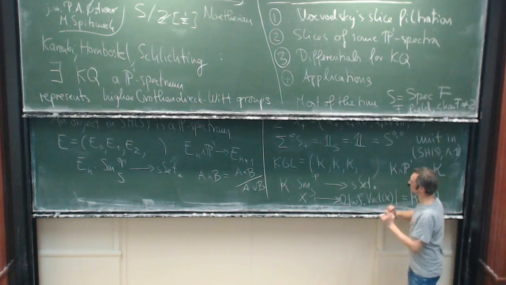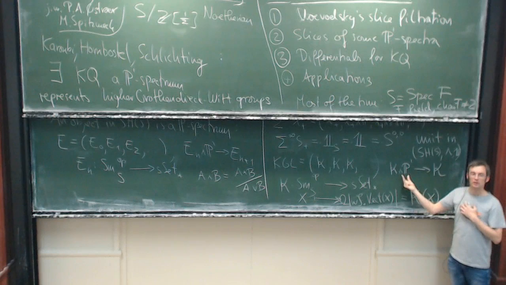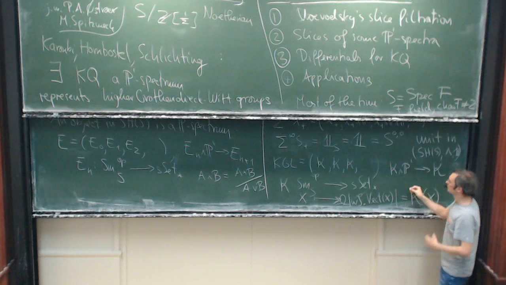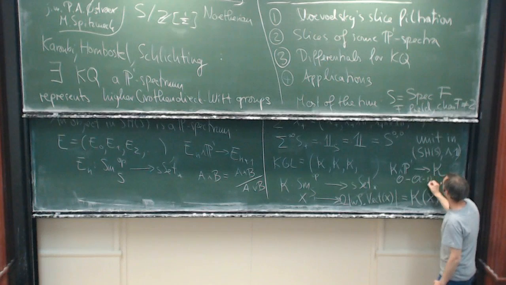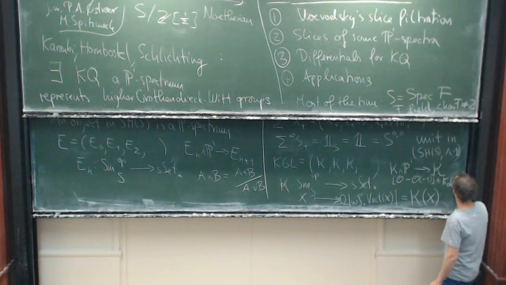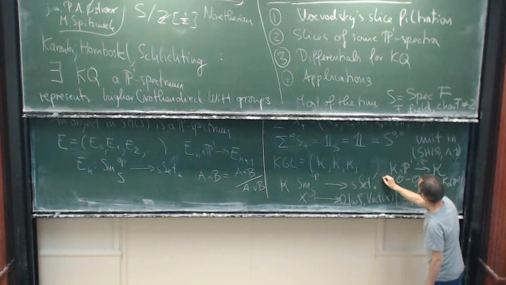And here you multiply with a certain class in K0 of P1. And this is the following class. You take O minus O of minus 1, considered as a class in K0 of P1. You multiply with this, let me call it tau. And this describes the bonding map.